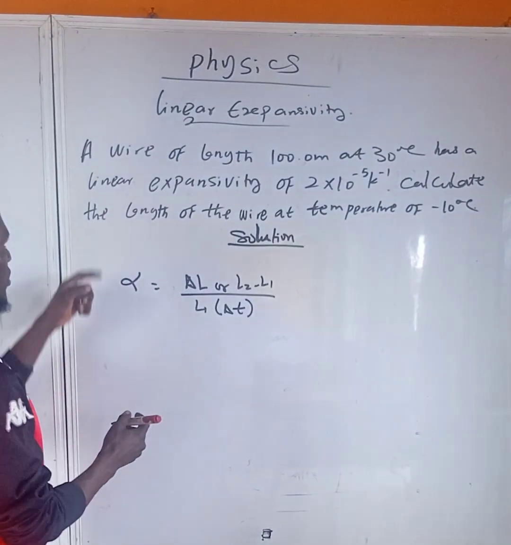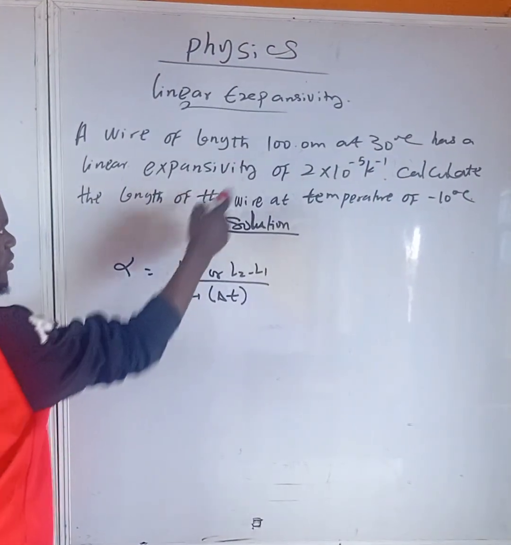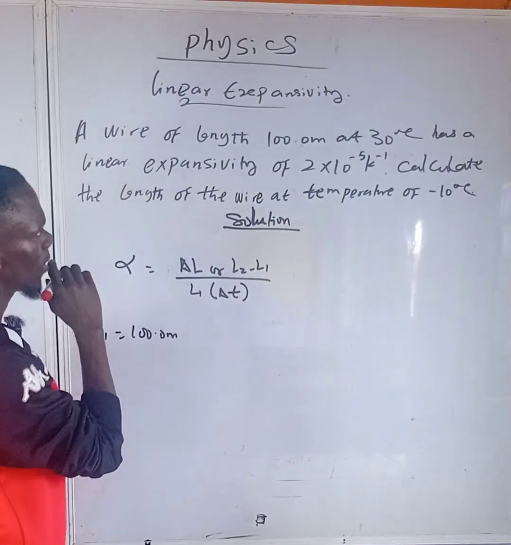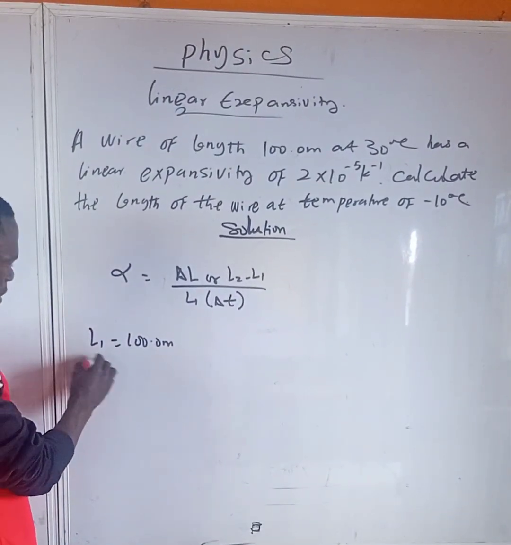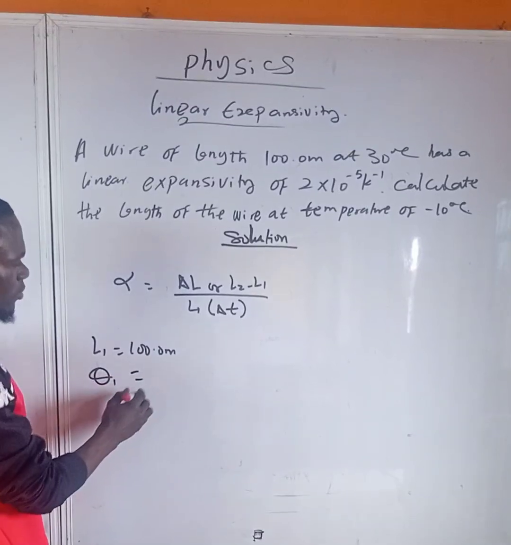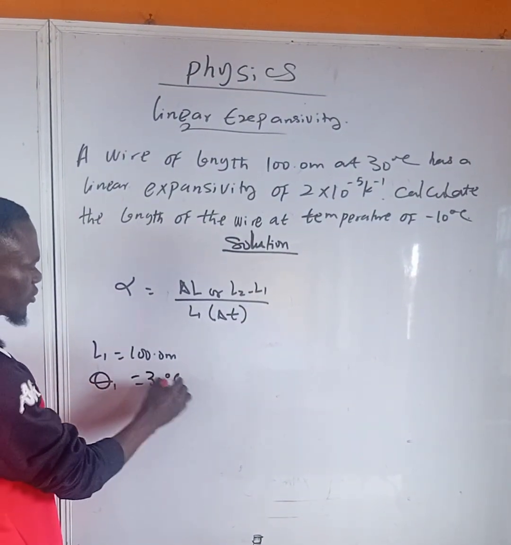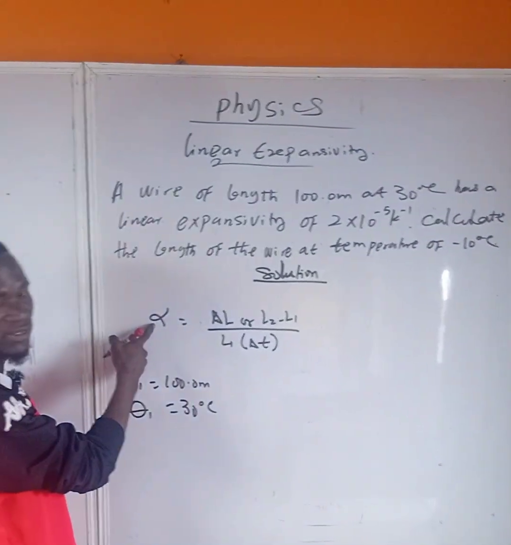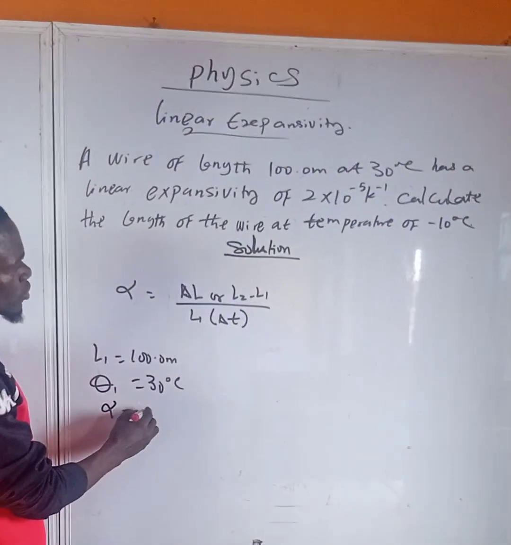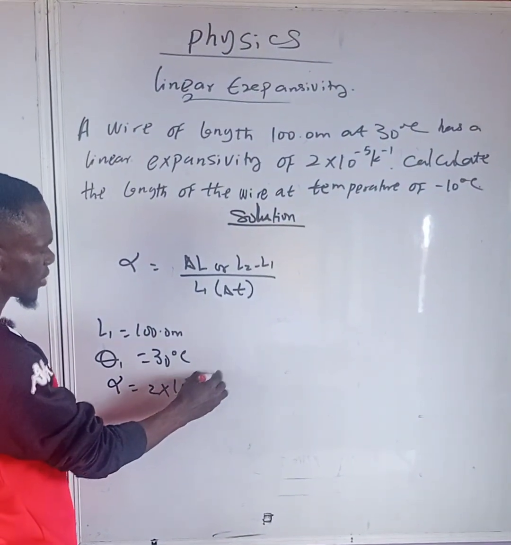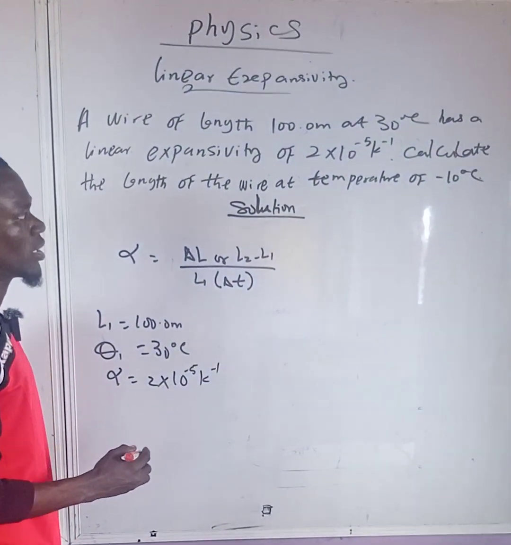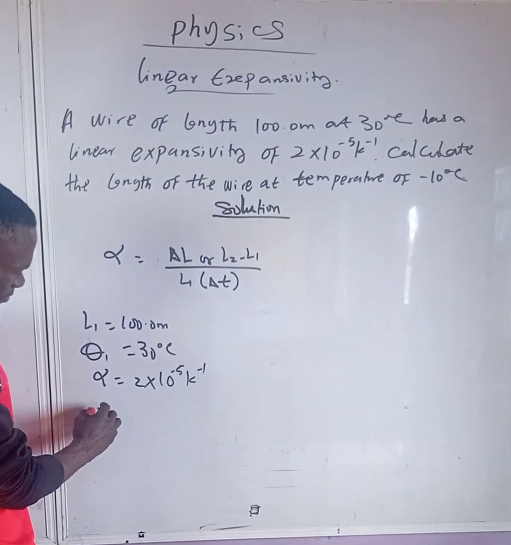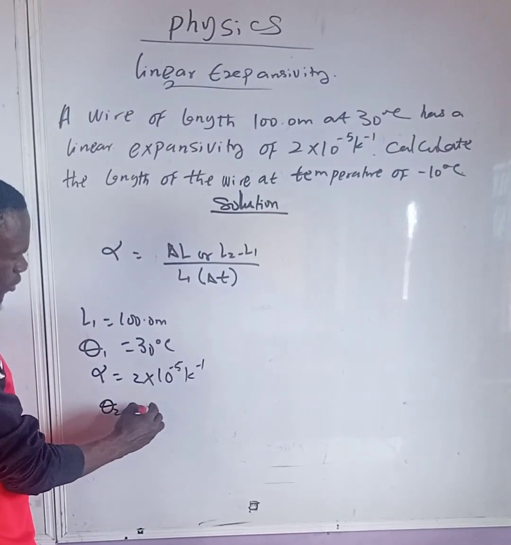Now let's take a look at the question again. It said a wire of length 100.0 meter, that is the original length, L1 is 100.0 meter at 30 degrees Celsius. That is theta 1, the initial temperature of the wire, 30 degrees Celsius. It has a linear expansivity, the alpha, equals 2 times 10 raised to the power minus 5 per Kelvin. Calculate the length of the wire at a temperature of minus 10 degrees Celsius. That's theta 2.